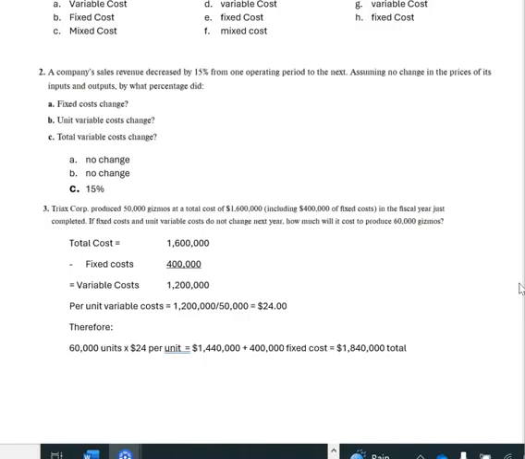So if we're looking to produce 60,000, then we want 60,000 units multiplied by $24 per unit variable cost, which gives you 1.44 million. Add on to that the fixed costs, because the fixed costs don't change, and that gives you total costs of 1.84 million.